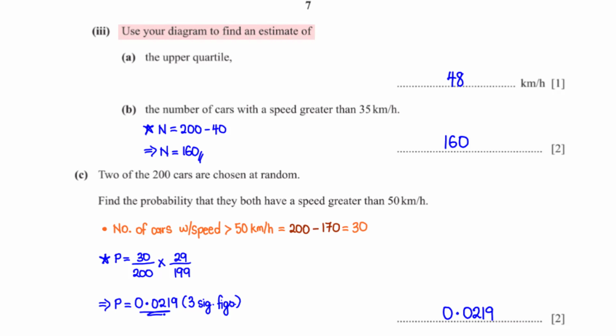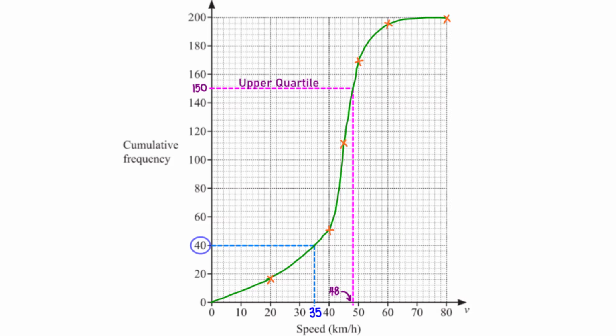Use your diagram to find an estimate of the upper quartile. To get the upper quartile, we map 3/4 of 200, which is 150, on the diagram, and this gives us the upper quartile as 48 kilometers per hour.